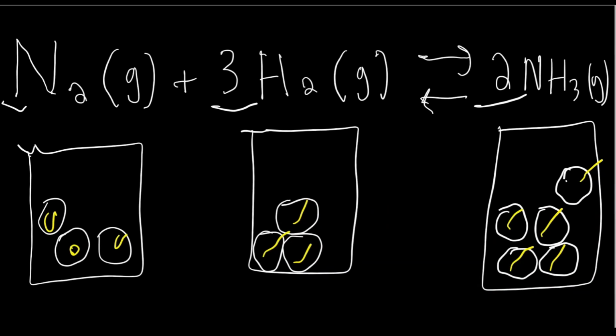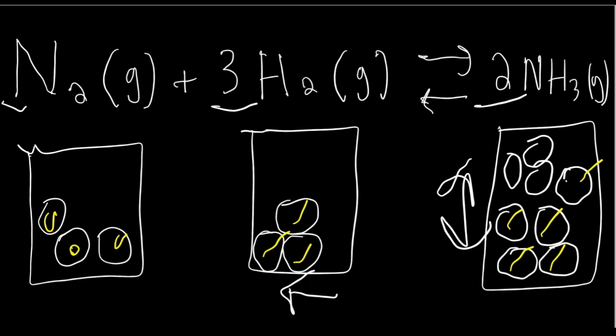Now, this would mean that if we were to increase the concentration of the ammonia, then the reverse reaction would be favored, and the equilibrium would shift left. Now, this would be decreasing, and these guys would be increasing as the ammonia gas is used up.